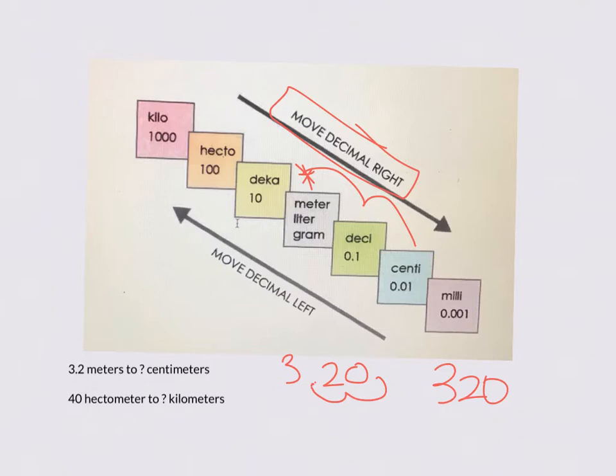I'm going to do this again now with hectometers. So if I have hectometers, that's my starting point right here. I'm going up to kilometers. So here, I'm going from hectometers to kilometers. So that means 40 hectometers. But if you look here, now I'm going left up here. So I'm going to move the decimal point 1 space to the left. So 40 hectometers is equal to 4 kilometers. We're going to practice this quite a bit.